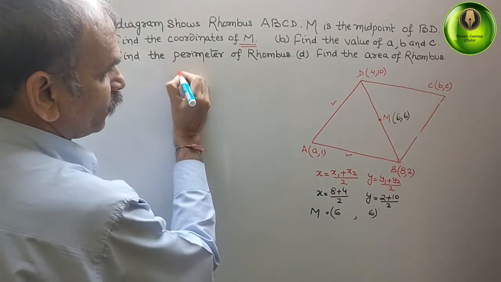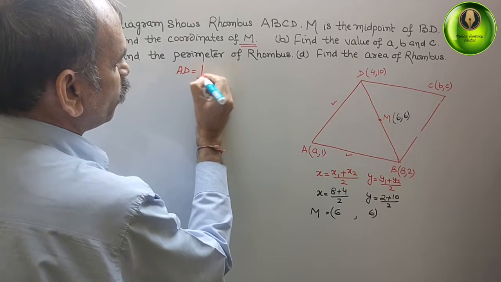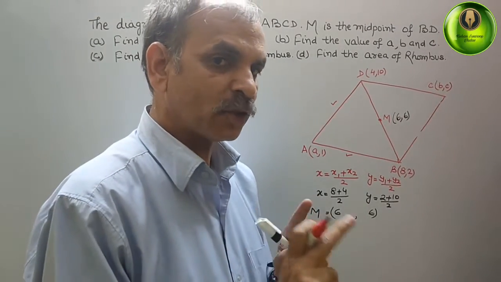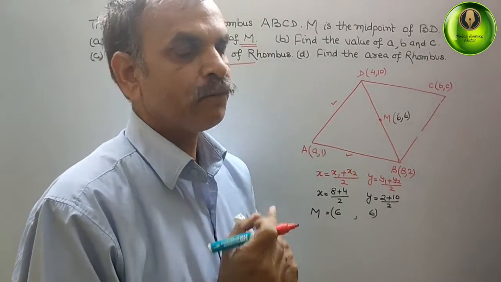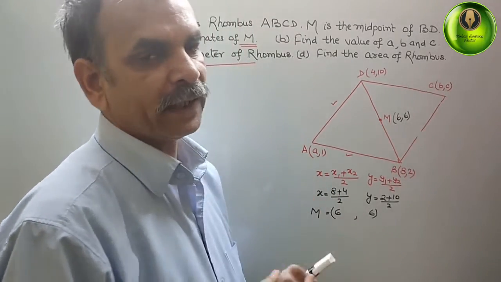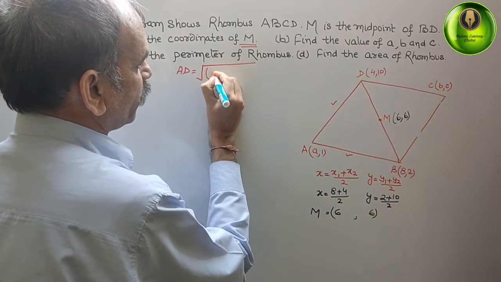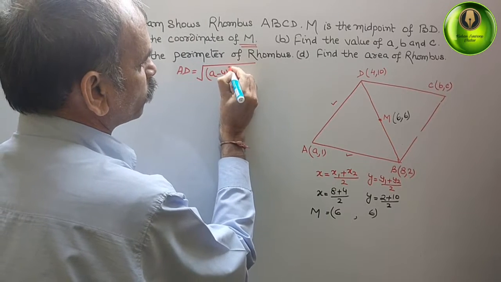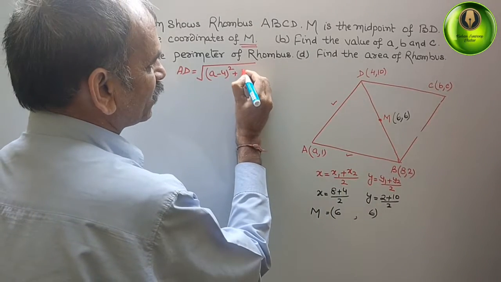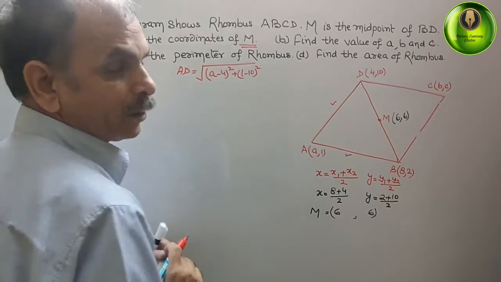Let us first take AD. The formula is root over (x2 minus x1) whole square plus (y2 minus y1) whole square. So AD is root over (a minus 4) whole square plus (1 minus 10) whole square.